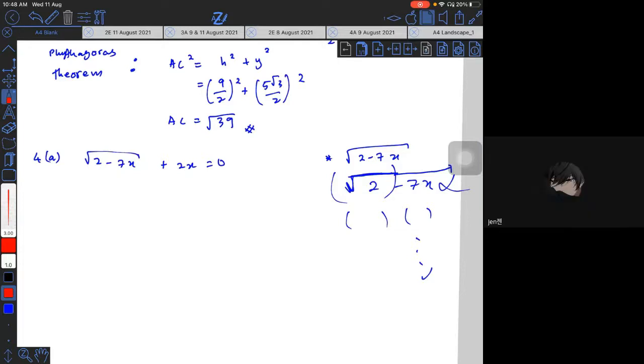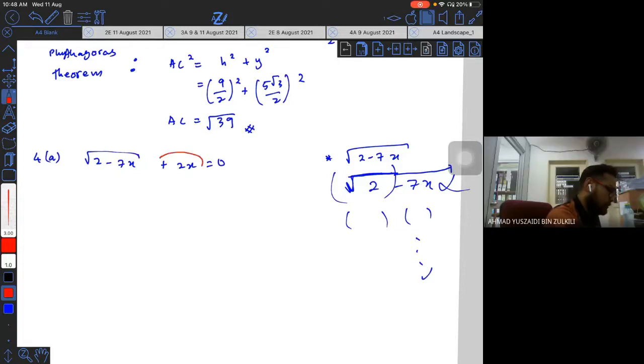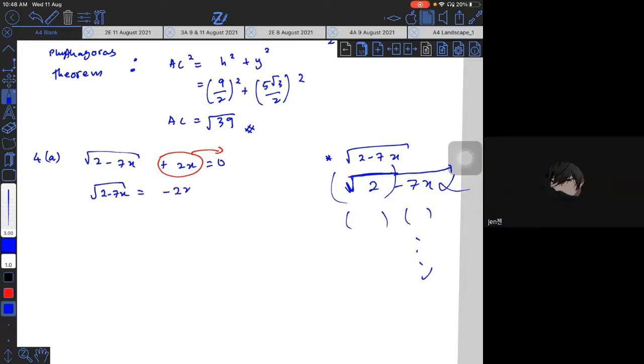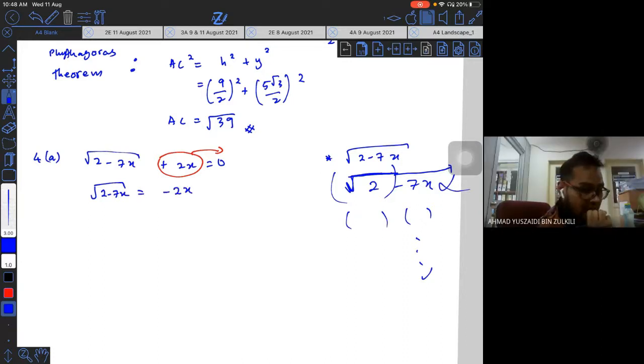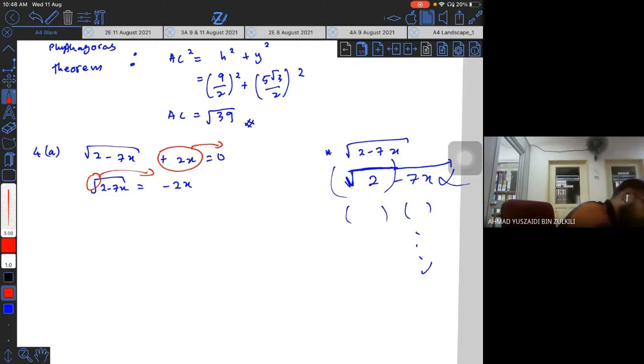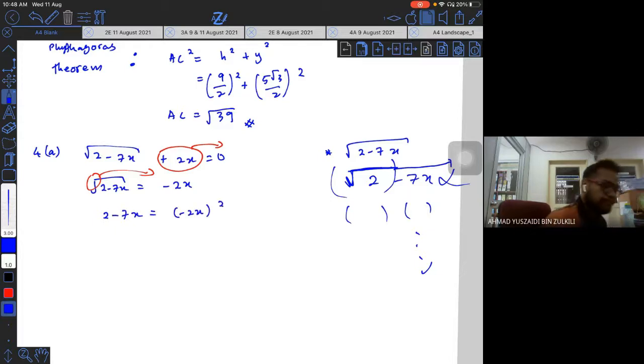Transfer 2x to the other side. Okay, transfer to x. Next, transfer the square root. So what does the side become? Square both sides: 2 minus 7x equals the square of minus 2x.